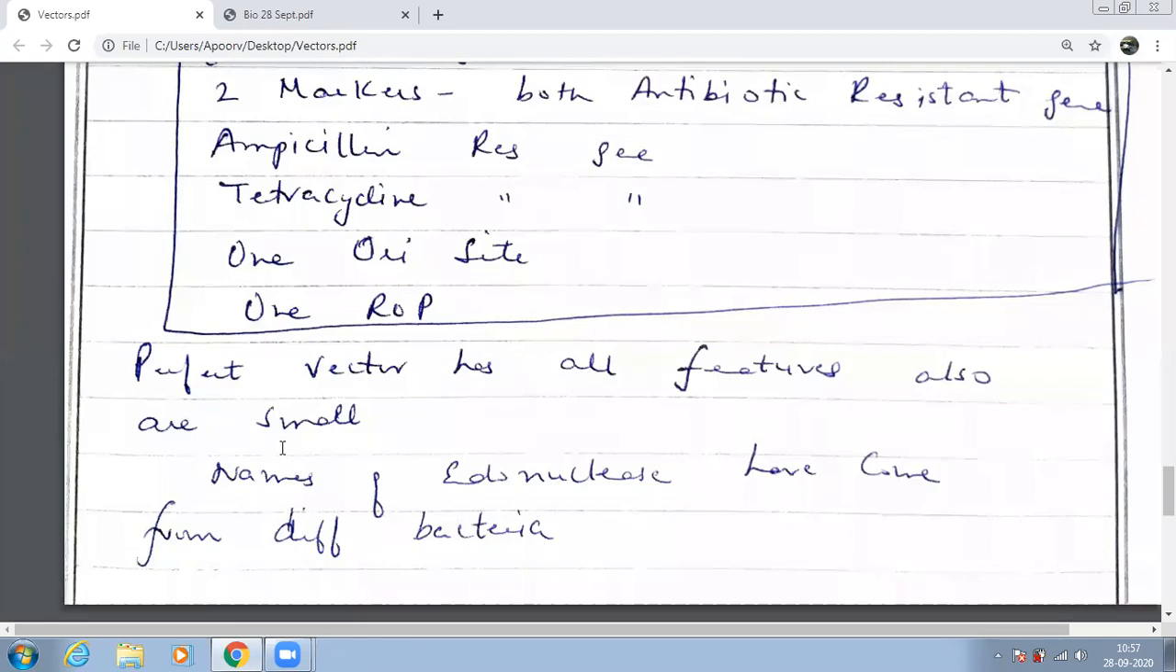Chalo, I've drawn a bigger circle. I've drawn a smaller circle. Inside the smaller circle, what 4 things will I write? Ampicillin resistant gene, tetracycline resistant gene, oocyte, ROP. Excellent. And 8 endonucleases, please name them.